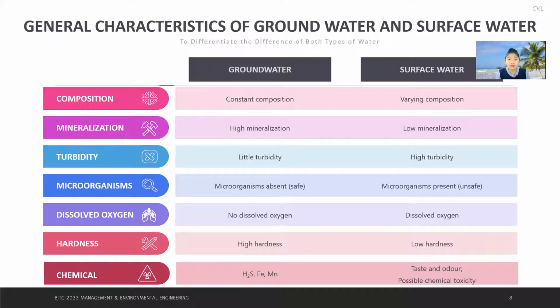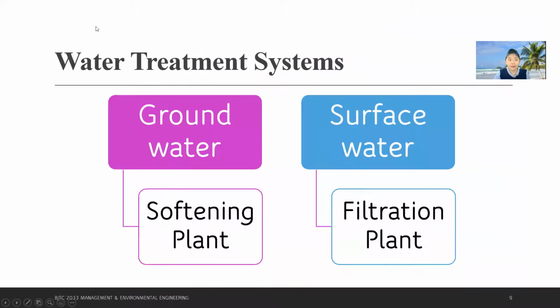So these are the chemicals present in groundwater and surface water. For groundwater there are iron and magnesium. And for surface water, we have taste and odors and possible chemical toxicity, right? Okay, so the final part. This is the water treatment system. When you know about the water quality, what the quality is, and how the water resources are, what characteristics we need to get.